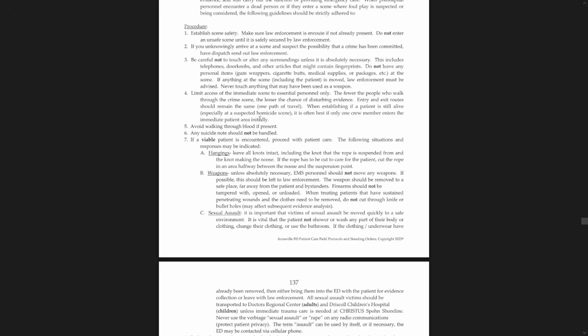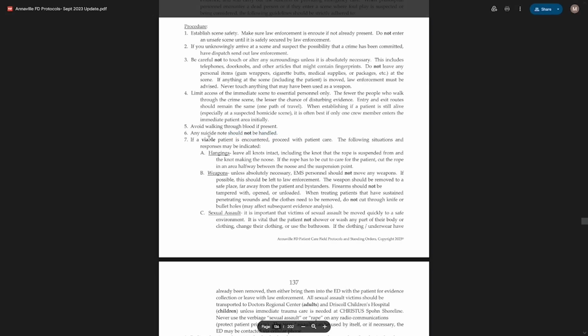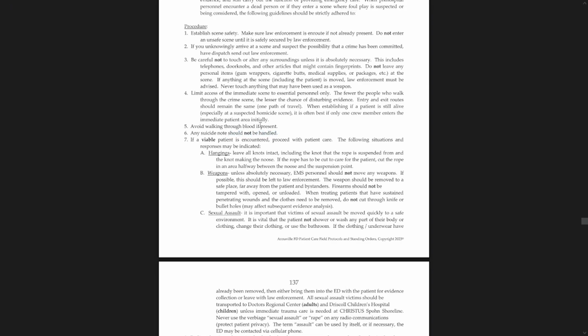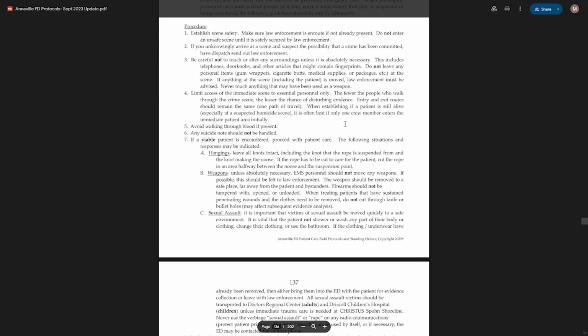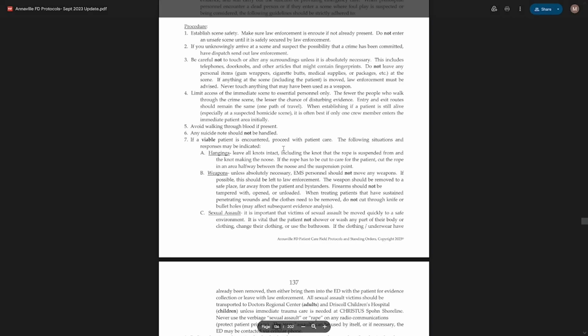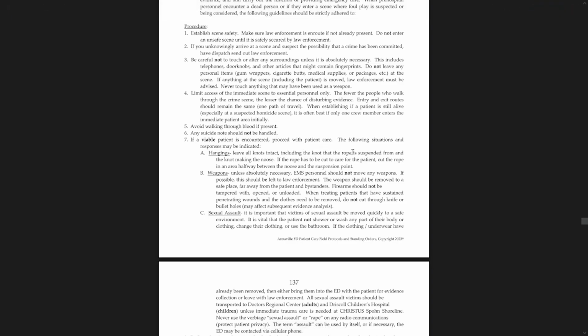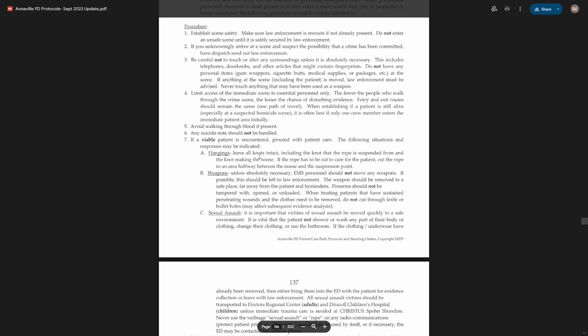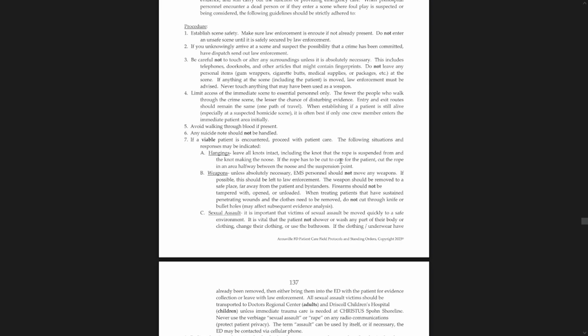Avoid walking through blood if present. Any suicide note should not be handled. If a viable patient is encountered, proceed with patient care. The following situations and responses may be indicated. If there is a hanging, leave all knots intact, including the knot that the rope is suspended from and the knot making the noose. If the rope has to be cut for patient care, cut the rope in an area halfway between the noose and the suspension point.